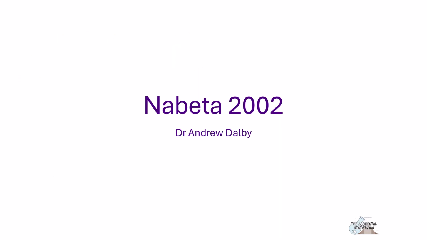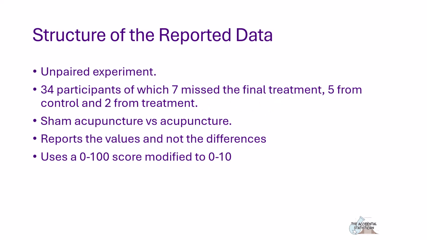From 2002, an unpaired experiment, 34 participants, 7 missed the final treatment. I think this was due to traffic or something like this. 5 from the control and 2 from the treated group. Sham acupuncture versus acupuncture, which is what we like to see. Reports the values and not the differences. So again, we need to use the standard deviation formula that I reported earlier in the Irnich 2002 study. And the scale needs modifying to 0 to 10 from 0 to 100.